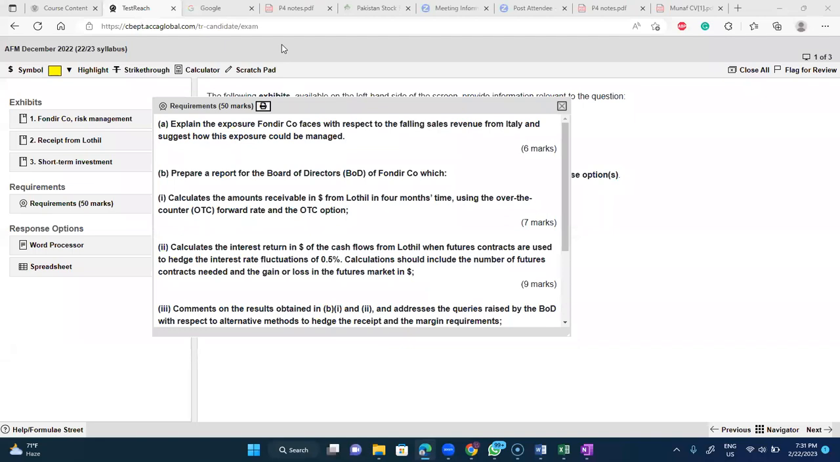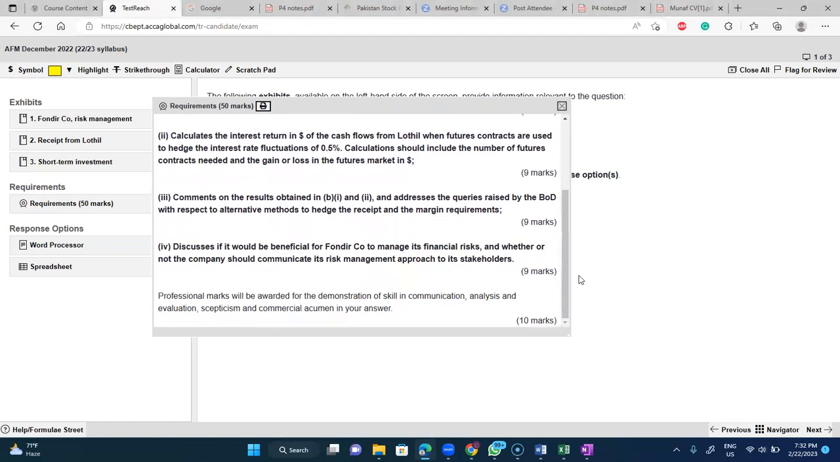Okay, the second part is calculate the interest return in dollars of the cash flows from Lothal when future contracts are used to hedge the interest rate fluctuation of 0.5%. Calculation should include the number of future contracts needed and the gain or loss in the future market in dollars. Guys, normally we calculate the gain in percentage, but here the examiner has specifically asked us to calculate gain or loss in dollars. Comment on the result obtained in part B1 and B2 and address the queries raised by the board with respect to the alternative methods to hedge the receipt and the margin requirement.